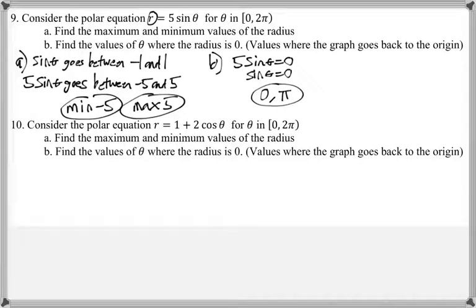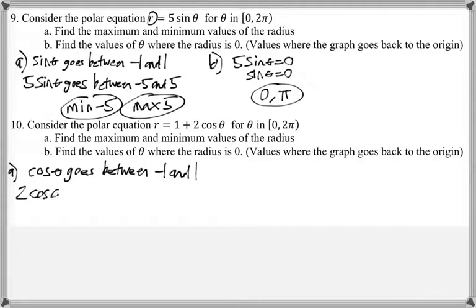With question number 10, it's the same type of question. We have a new equation, 1 plus 2 cosine of theta. So for part A, cosine of theta goes between -1 and 1.